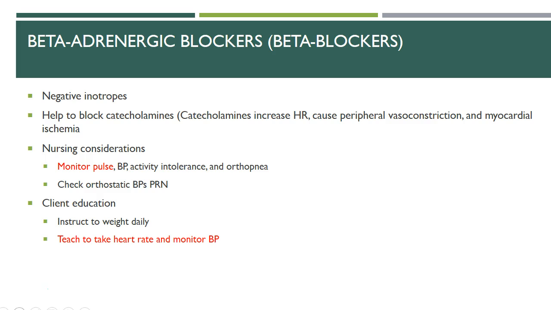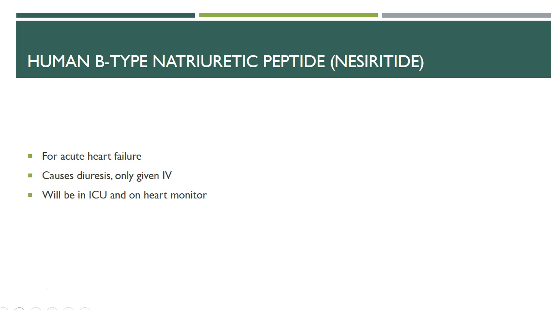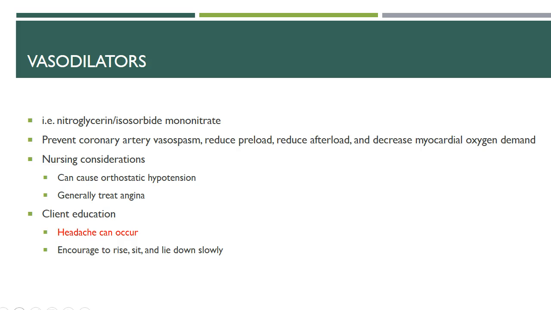Client education, you want to teach them to weigh daily. So if they have heart failure, you should be teaching them to weigh daily regardless. And to take their heart rate and monitor their blood pressure immediately before taking. So the only medicine that's given IV for acute heart failure is Nesiritide. It's a B-type natriuretic peptide, and it causes diuresis. And that's all I'm going to say about that.